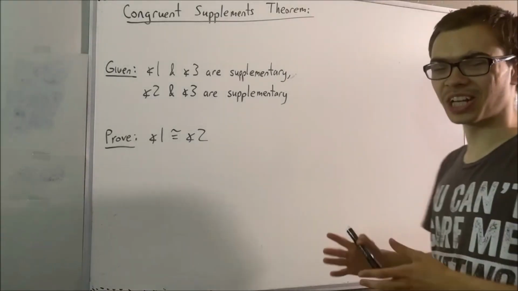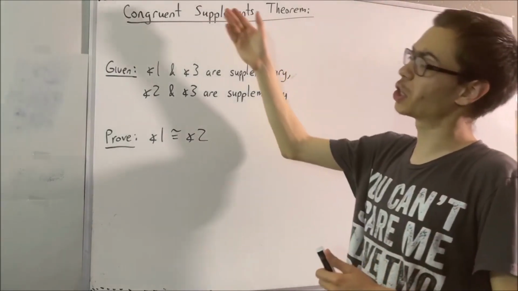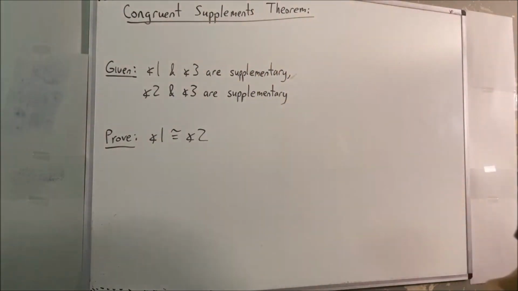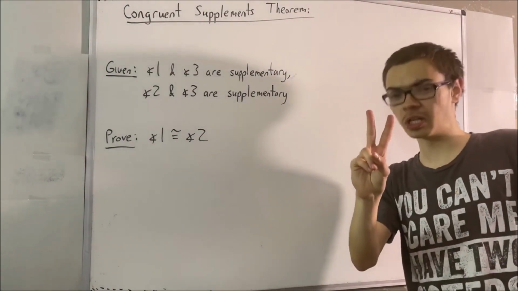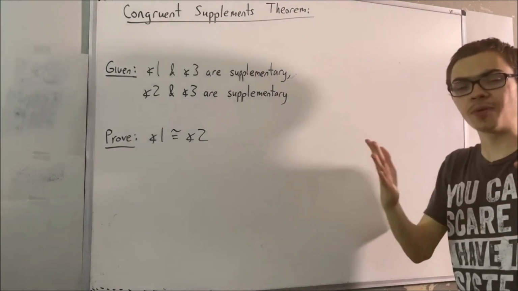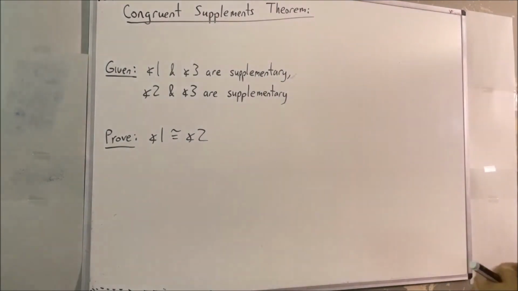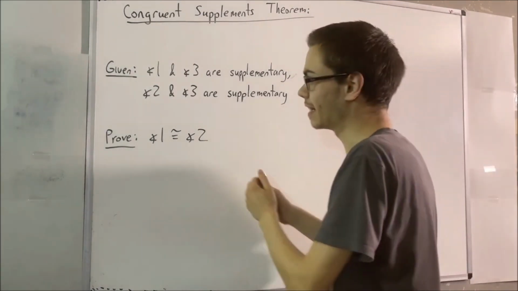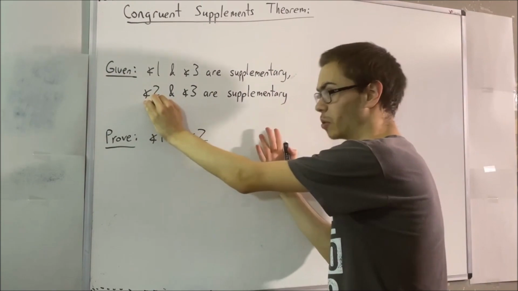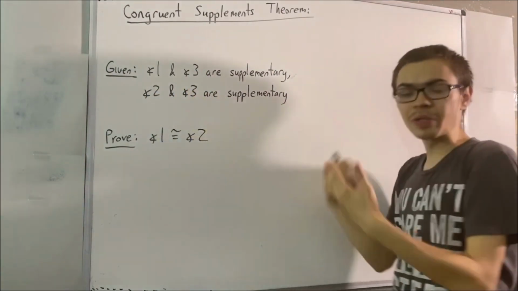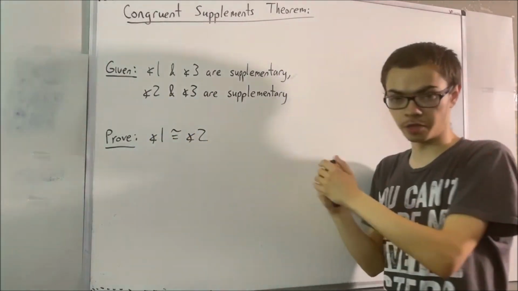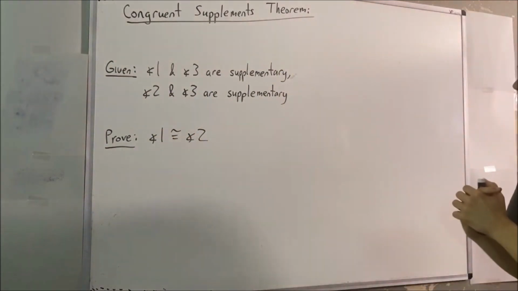All right, so in this video, we're going to prove the congruent supplements theorem. Now, the whole idea of this theorem is that if two angles are supplementary to the same angle, then it turns out those two angles are congruent. And in this case, what we're saying is that angle 1 and angle 2 are both supplementary to the same angle, angle 3. It turns out we're able to prove from that angle 1 and angle 2 are congruent. And that's the whole idea.